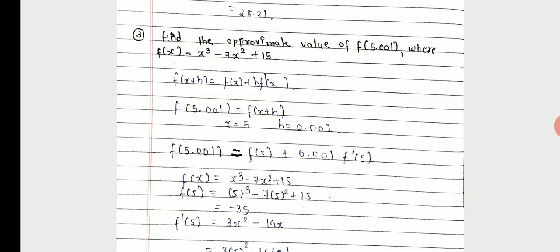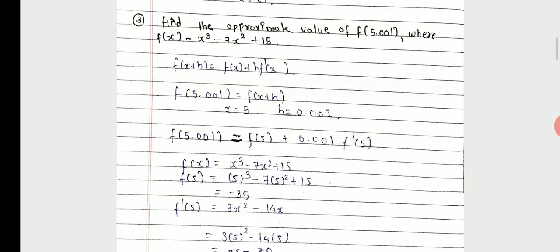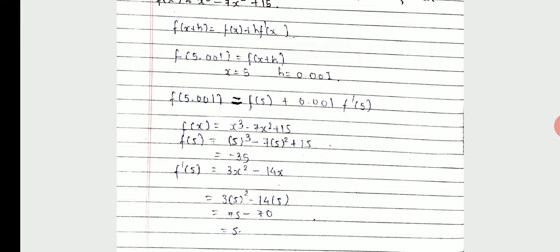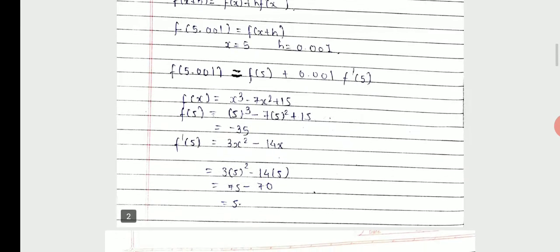f(x) = x³ − 7x² + 15. Then f(5) will be 5³ − 7 into 5² + 15. On simplifying, f(5) will be −35. f'(5) is equal to 3 into 5² − 14 into 5. Now, finding f'(x), it will be 3x² − 14x. Then f'(5) will be 75 − 70, so you will get 5.